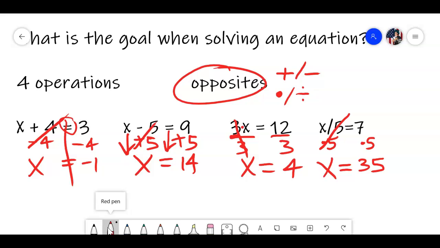Now, I know you didn't have paper to write that on or whatever, but this is just showing you, okay, it's going to stay up here. If you have addition, you got to subtract. If you got subtraction, you got to add. If you have multiplication, you have to divide. If you have division, you got to multiply.